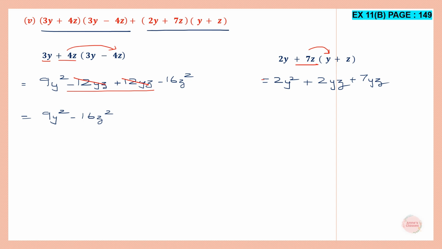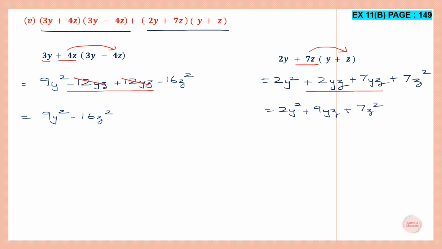Next we take plus 7z into z. So we multiply these two. The sign is plus. 7 is the number. z into z is z square. So again, look out for like terms. Now here we have only these two like terms. So let's write 2y square. Now take the numbers plus 2 plus 7. 2 plus 7 is 9. So that is 9yz and plus 7z square.